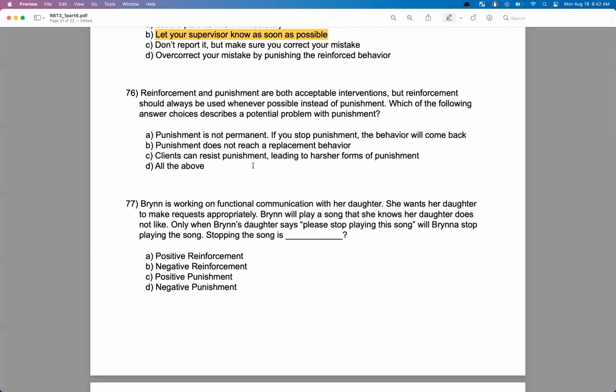Reinforcement does, because we're increasing a behavior. We're increasing the behavior we want to see. Punishment is decreasing something we don't want to see, but it's not actually teaching a replacement behavior. So B is a potential problem as well.